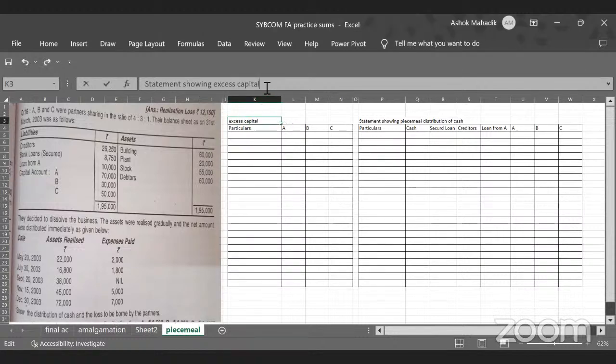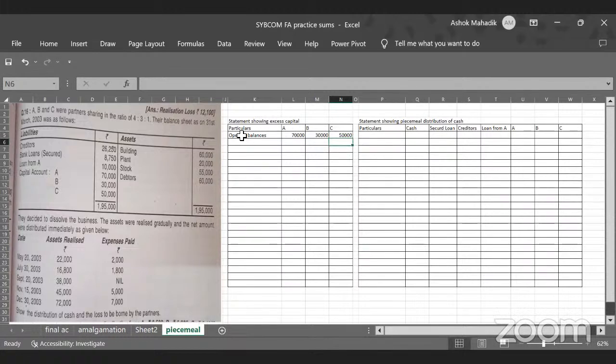Excess capital statement. Okay. Now how to make that? You can see the format. Draw one particulars column and 3 columns for 3 partners. First of all, write opening balances as given in the balance sheet. Opening balances as given. A's capital is 70,000. B's capital is 30,000. And C's capital is 50,000.